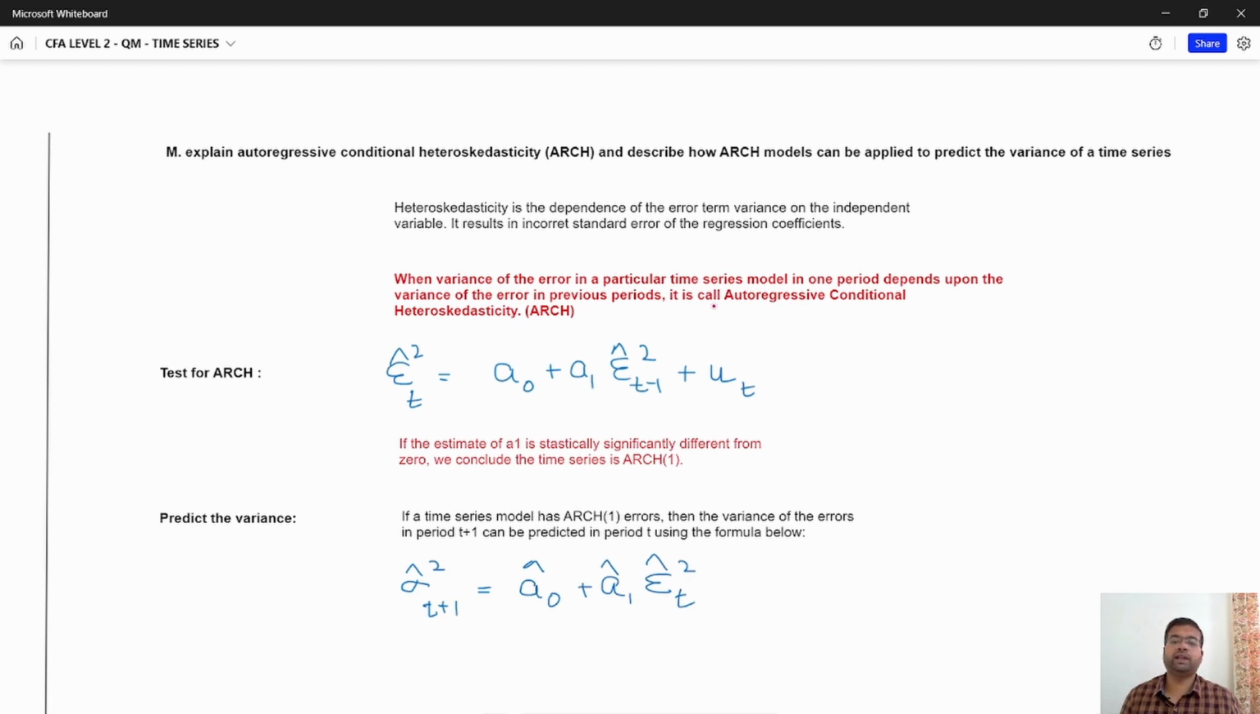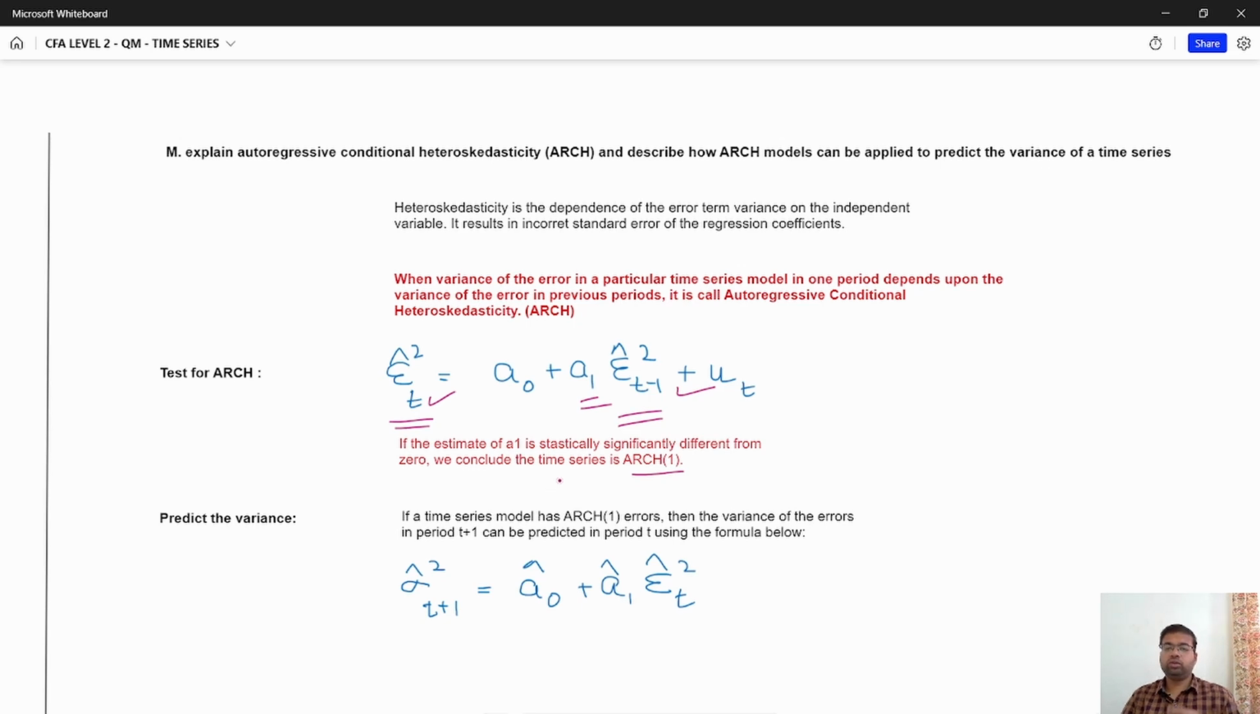And how can we test for an ARCH model? We regress the squared error of the time series on the squared error in the previous period, and we check whether the estimate of A1 is significantly different from 0. If A1 differs significantly from 0, we know that the variance of the error term at time period T depends upon the variance at time period T minus 1. Therefore, our model is ARCH(1), an autoregressive conditional heteroscedasticity model of order 1.